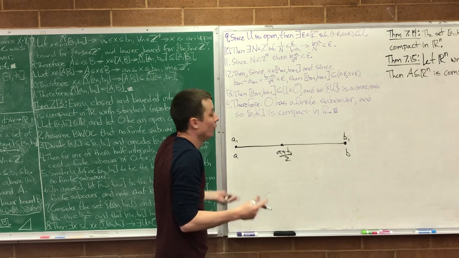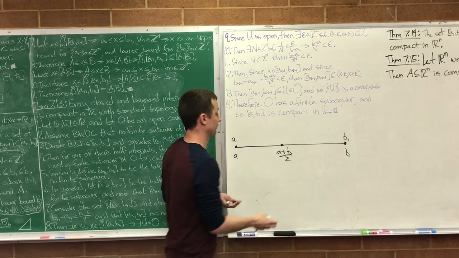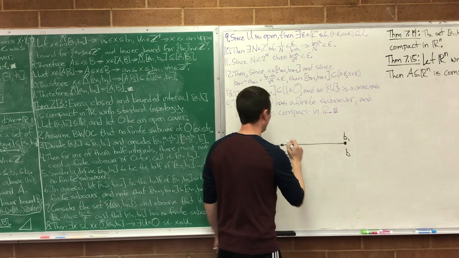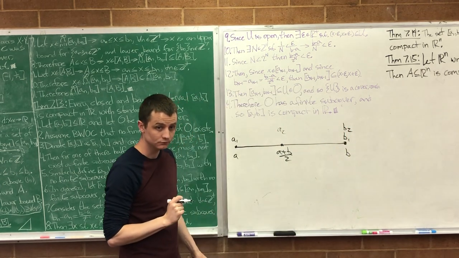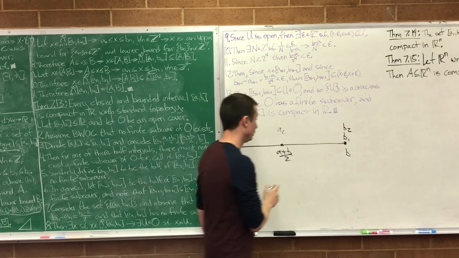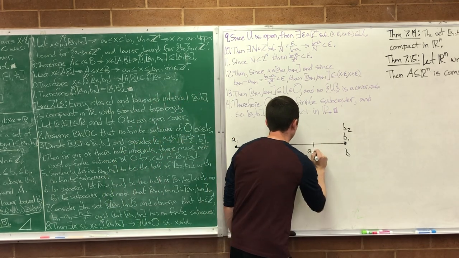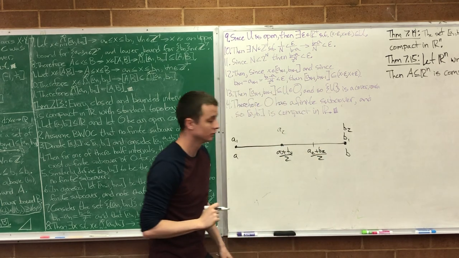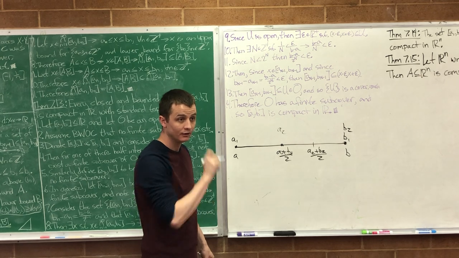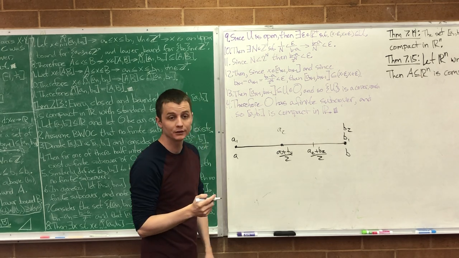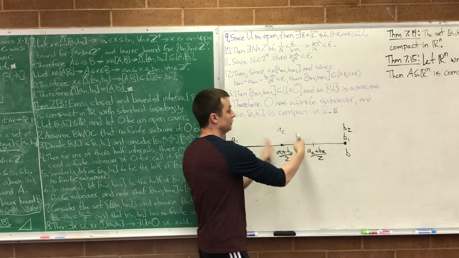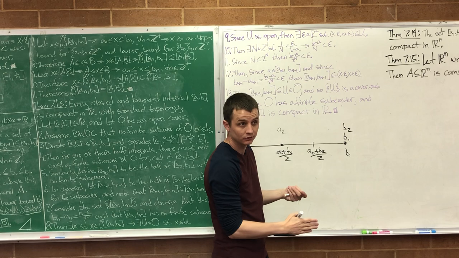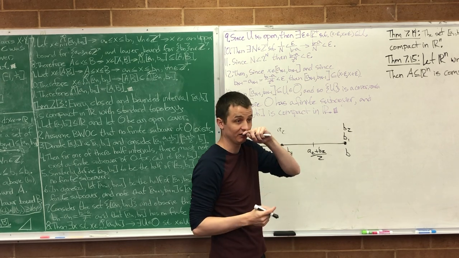So pick whichever half that is. I don't know what it is. Let's pretend it was this half. Call that half [a2, b2]. Now split [a2, b2] in half. Here's (a2 + b2)/2. You just keep doing that, repeat and repeat. So you see how this is going to give me nested intervals? Yes, because I'm going to keep splitting in half.